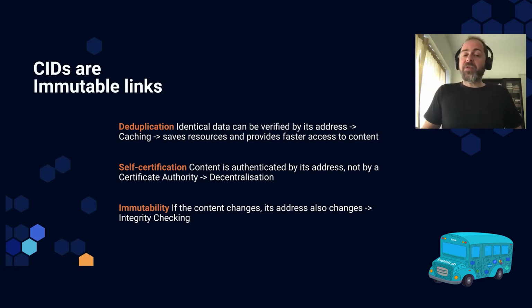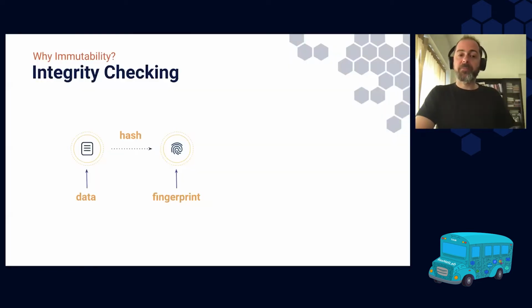It provides self-certification as well. The content is authenticated by its address and not by a certificate authority. Therefore, the user can be sure that what they requested is what they have actually received on their computer. It provides immutability. If a single bit in the content changes, the resulting hash is going to be totally different. This is a characteristic of any hash function and is used in producing the IPFS content identifiers. With this, we can have integrity checking, which we're going to see with an example here.